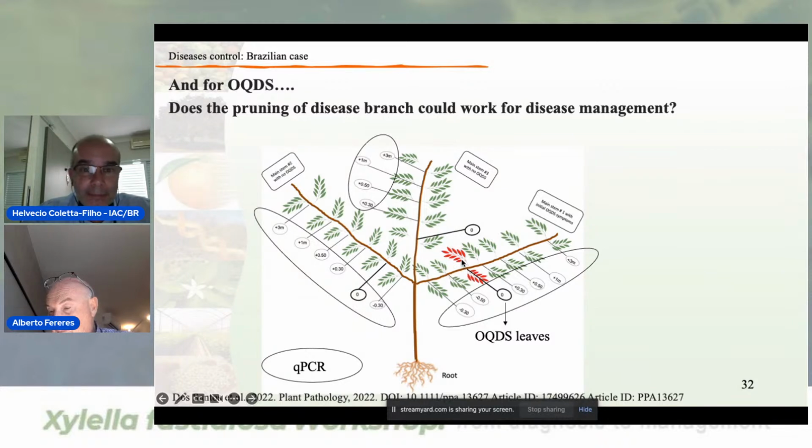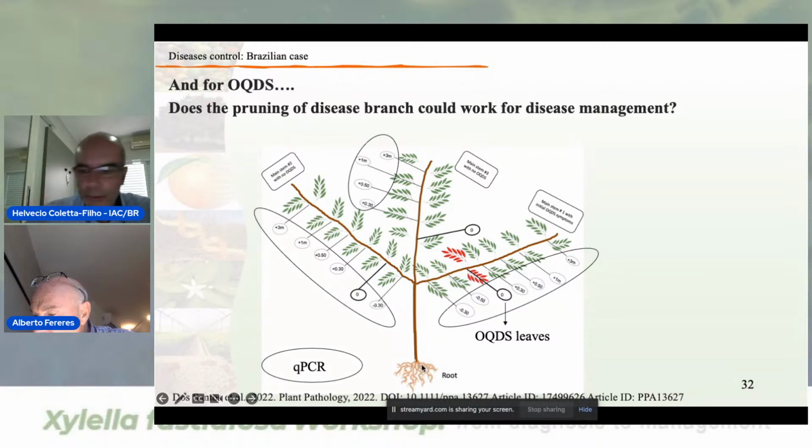In fact, I did this one personally. I just select the plants that have a few leaves with symptoms, and you collect different small branches through this main branch, and do the real-time qPCR. The branches sampled were from 30 centimeters to 3 meters below the symptomatic branch, and also below those symptomatic branches, and also in the root system.